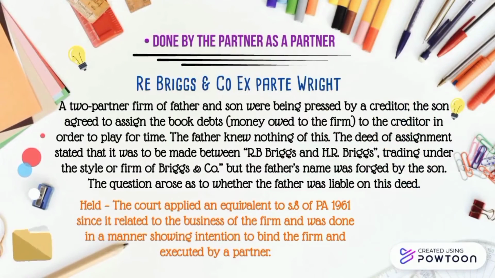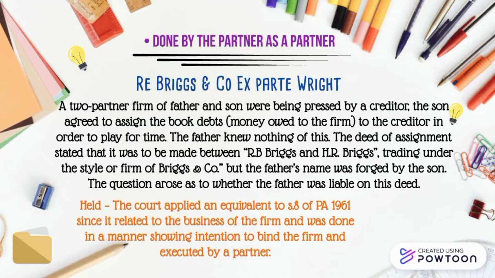Next is done by the partner as a partner. In the case law of Re Briggs and Co, ex parte Wright, a two-partner firm of father and son were being pressed by a creditor. The son agreed to assign the book debts, money owed to the firm, to the creditor in order to play for time. The father knew nothing of this. The deed of assignment stated that it was to be made between RB Briggs and HR Briggs, trading under the style of firm of Briggs and Co. But the father's name was forged by the son.